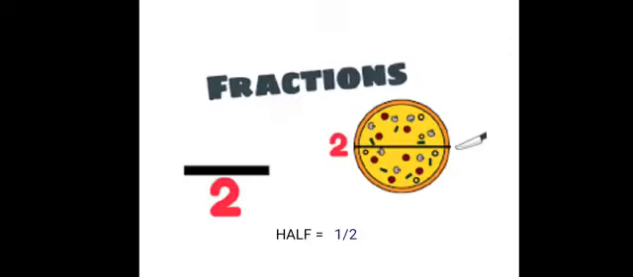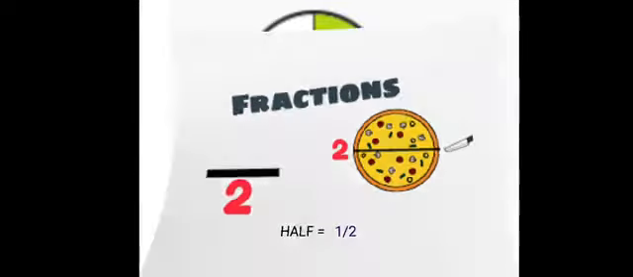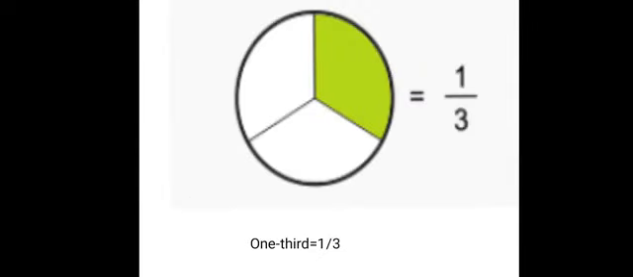Look at this example. A whole being divided into 2 equal parts. When a whole is divided into 2 equal parts, one part is called half. One part is called what? Half. And half is written as 1/2 as a fraction.